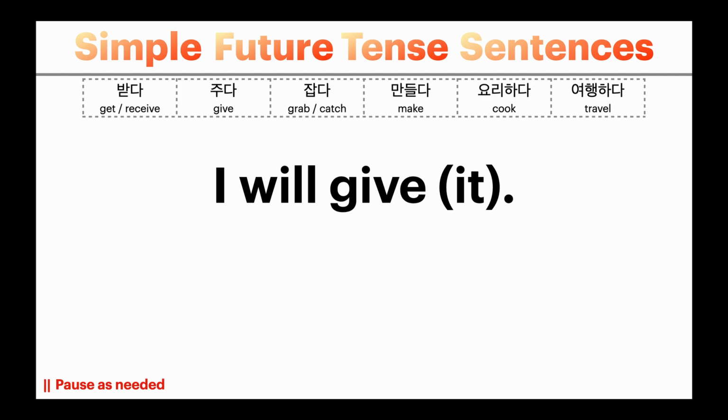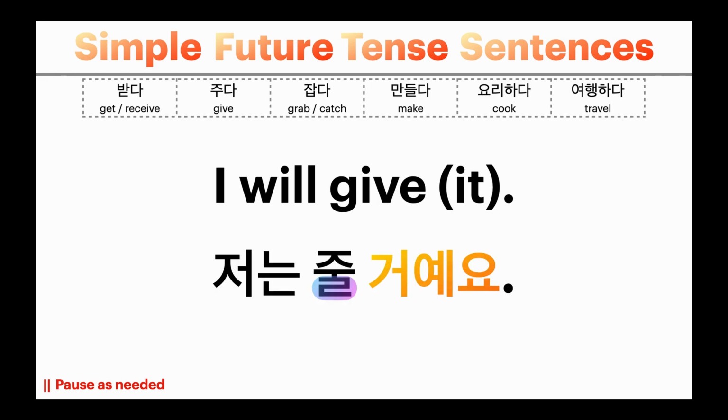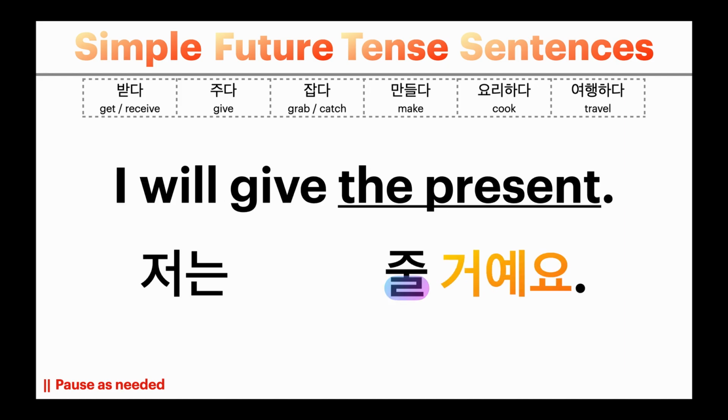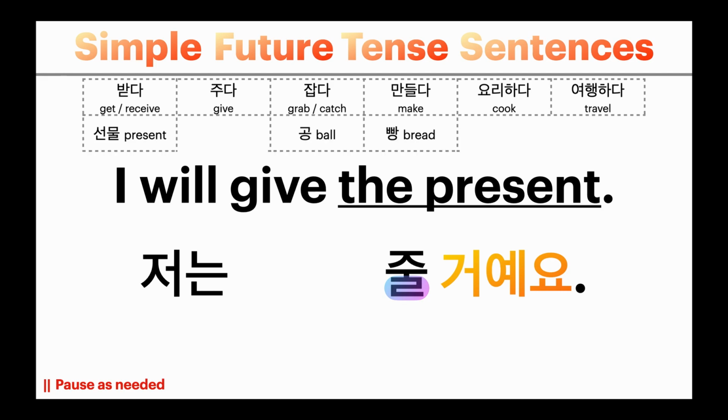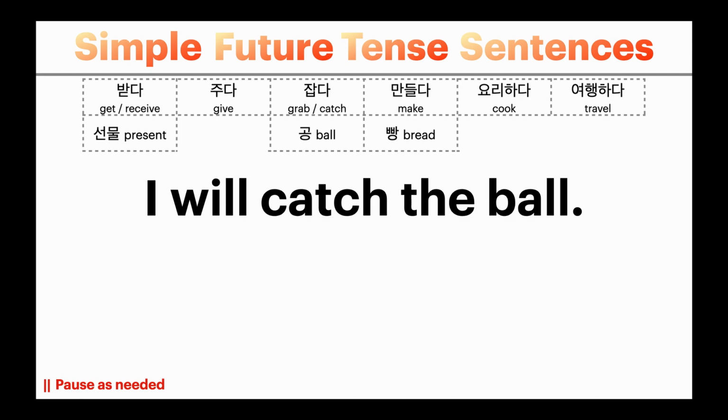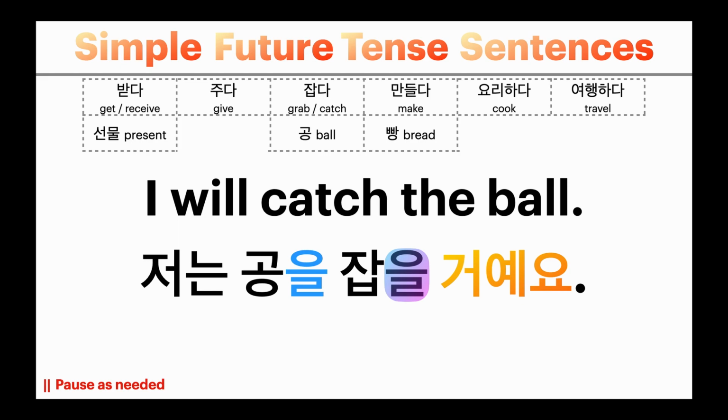I will give it. I will give. 저는 줄 거예요. I will give the present. So let's add these 3 nouns back in. 저는 선물을 줄 거예요. I will catch the ball. 저는 공을 잡을 거예요.